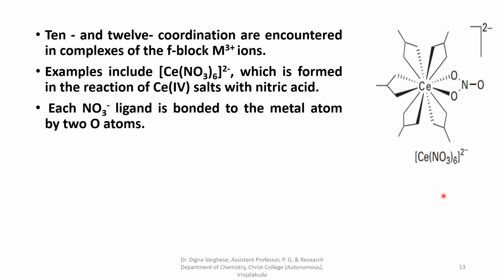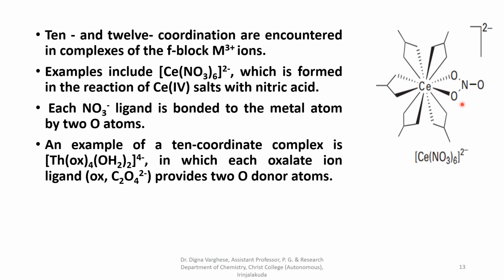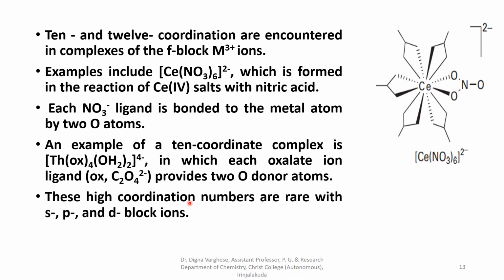Each NO3- ligand is bonded to the metal atom through two oxygen atoms, acting as a nitrate ion in a bidentate fashion. An example of a 10 coordinate complex is another thorium complex, that is Th(ox)4(OH2)2 4-, where ox is oxalate, in which each oxalate ion ligand provides two oxygen donor atoms. These high coordination numbers are rare with s, p, and d block ions. Thank you so much for your interest and attention.